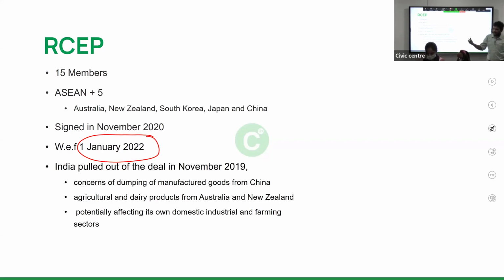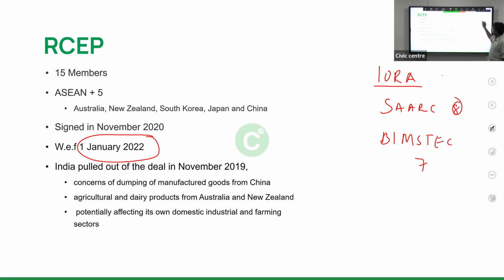How many members are there in ASEAN? So IORA, SAARC, BIMSTEC 7, SAARC 8, ASEAN 10, India-ASEAN, East Asia Summit, RCEP, yes.